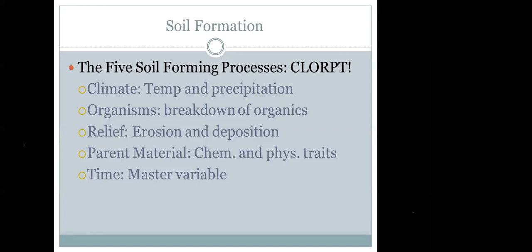And then lastly, there's time, which is a master variable. This is a very general statement, but it's estimated that it takes anywhere from about 100 to 500 years to create every inch of soil. So it takes a long time for climate and organisms and relief and parent material to transform unweathered bedrock, unweathered sediment into the nice clay layered soils that we see out in the field today.